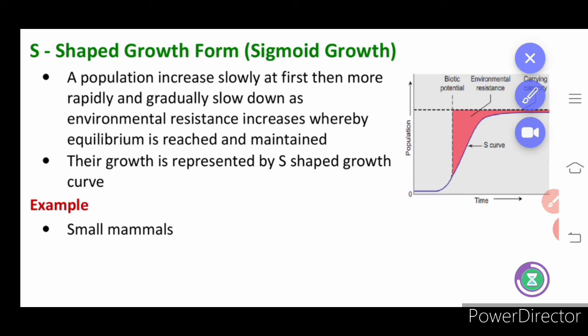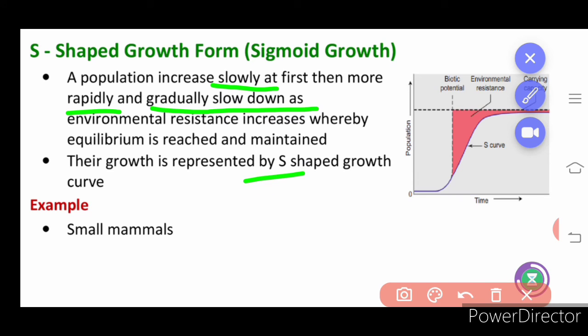Next we have the S-shaped curve, or sigmoid curve. In this, the population increases slowly at first, then rapidly, and then slows down gradually. It is a normal growth pattern, represented by the S-shaped growth curve. It occurs in small mammals, such as rodents.